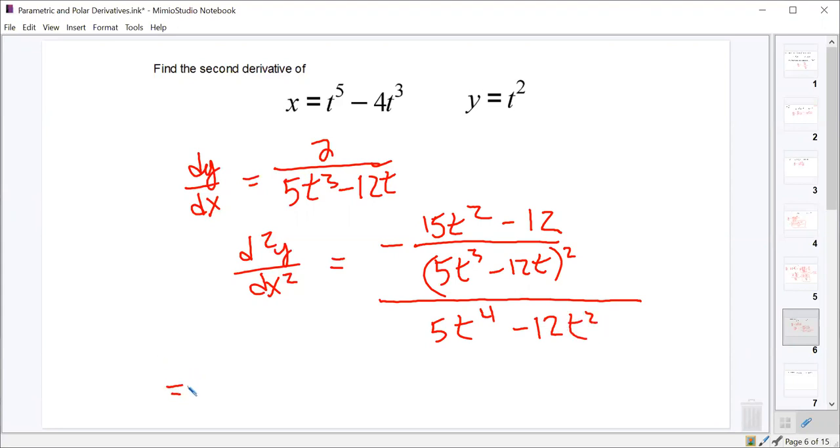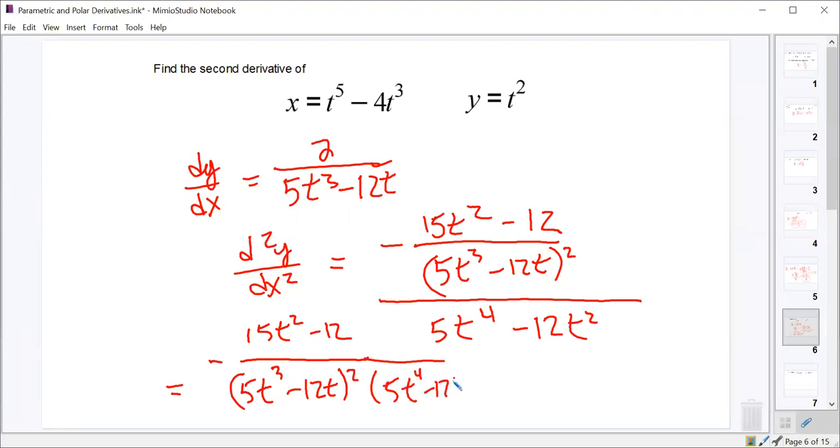And so we could simplify this down to become negative 15t squared minus 12 over 5t cubed minus 12t squared times 5t to the fourth minus 12t squared. And if you wanted to, you could take a t out of that one in the denominator there and put those together, but not necessary if you don't feel like it. Any issues with that?